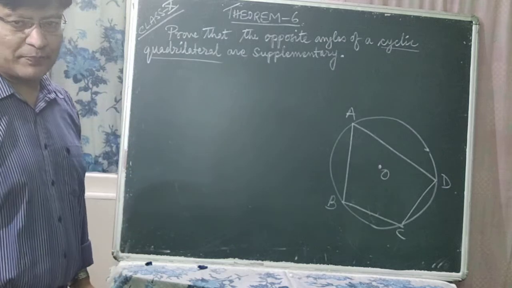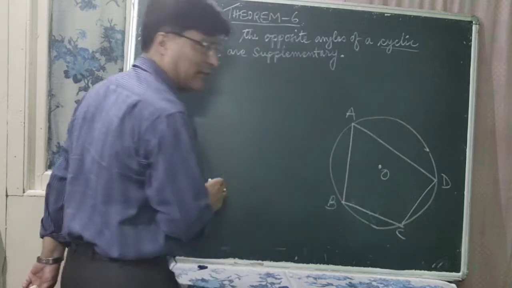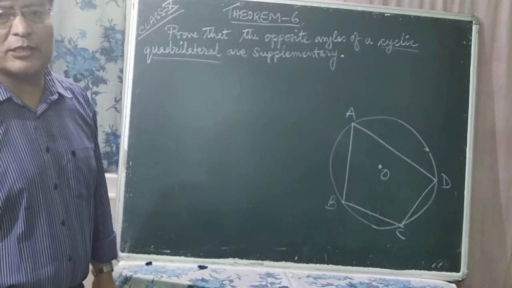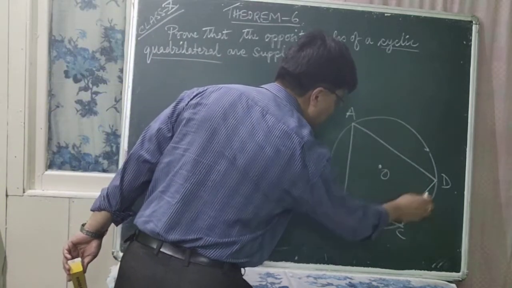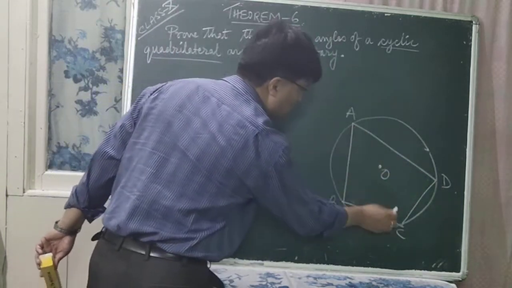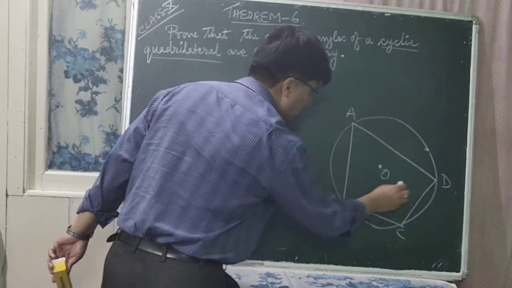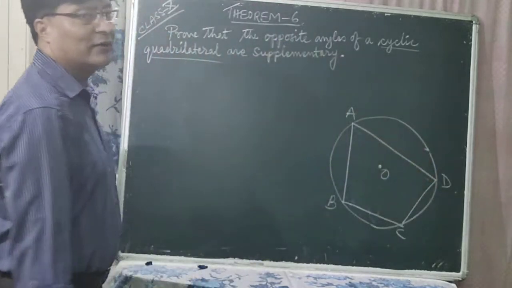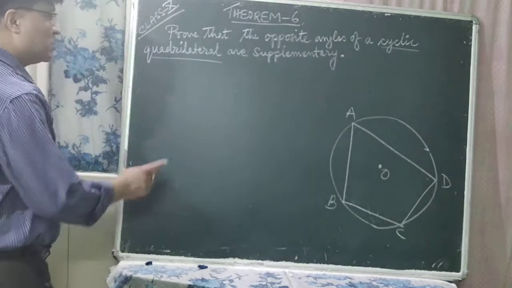It is given. Okay. Now you have to prove that the opposite angles of a cyclic quadrilateral are supplementary. That means the opposite angle of angle BAD is angle BCD. You have to prove that the sum of these two angles is equal to 180 degrees. And angle B and angle D are opposite angles. Their sum is also 180 degrees. You have to prove this relation. Right? So let us prove it.